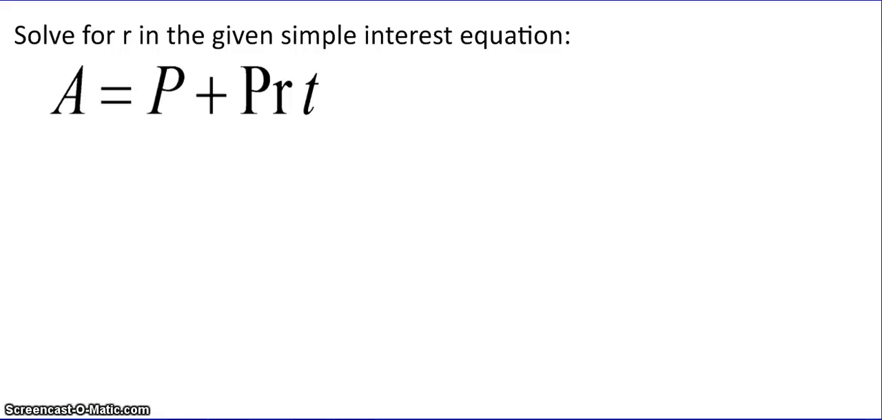Last one. Should be a little more straightforward. Solve for R in the given simple interest equation. Pause the video, solve for R, unpause when you're ready to check your answer.